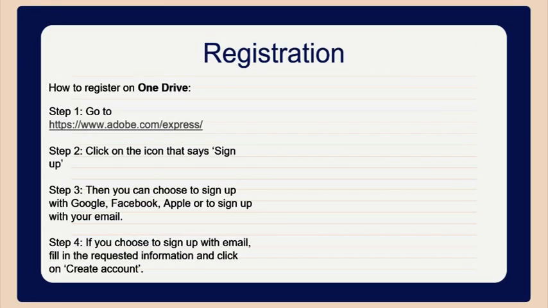The registration is very simple. First, go to support.microsoft.com. After this, you should click on the icon that says Sign Up. Then you can choose to sign up with your email. If you choose to sign up with an email, fill in the requested information and click on Create Account. If you have an account, you should sign up with your account.